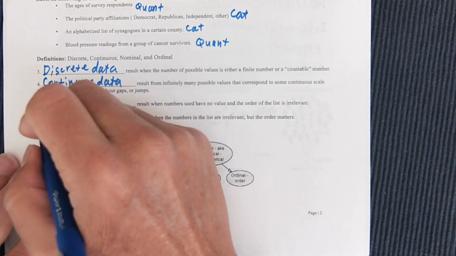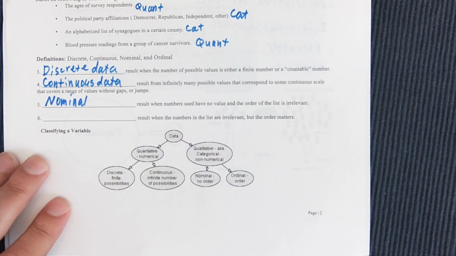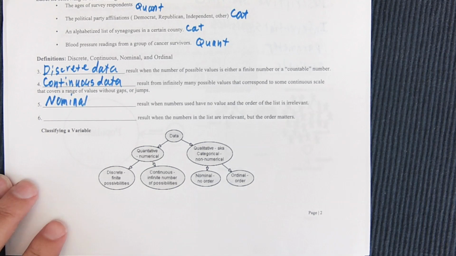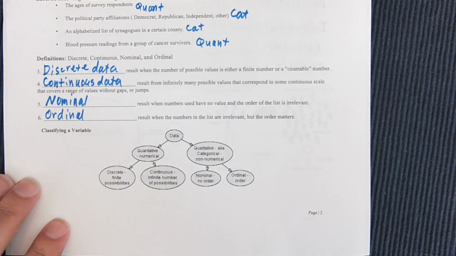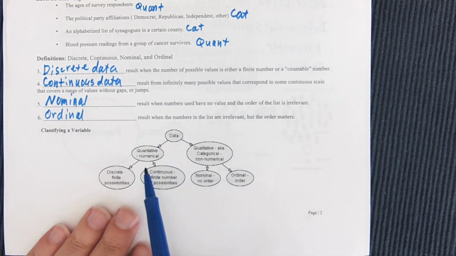Next up, we have nominal. Nominal is when numbers used have no value and the order of the list is irrelevant. And we'll do some examples of those in just a few minutes. The other one is ordinal. Ordinal results when numbers in the list are irrelevant, but the order matters. And again, we'll do some examples of that. So here's kind of how this works.